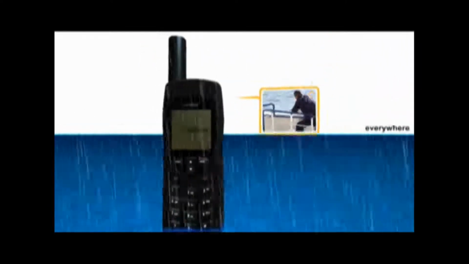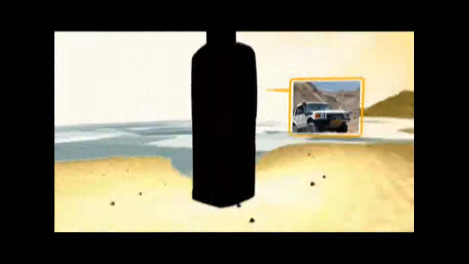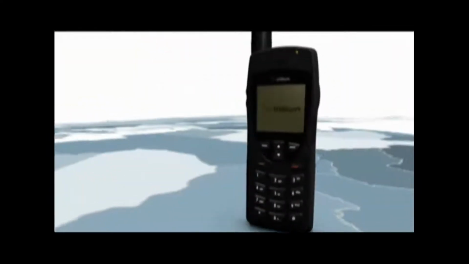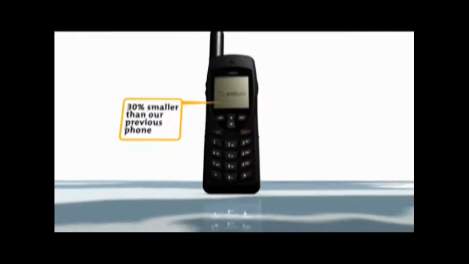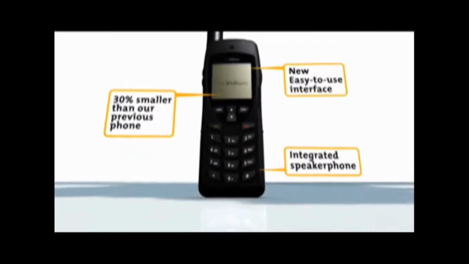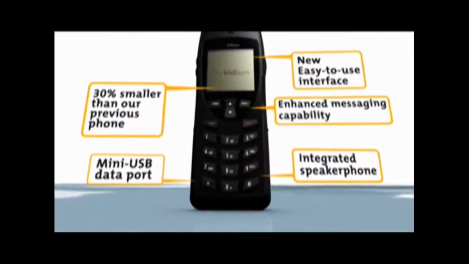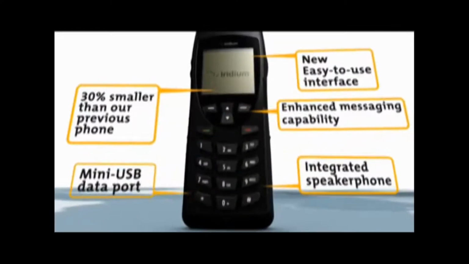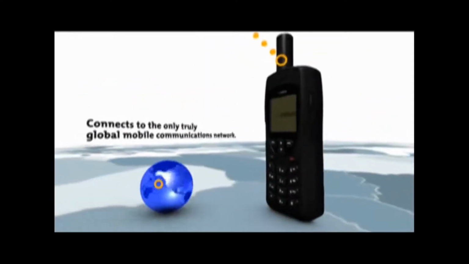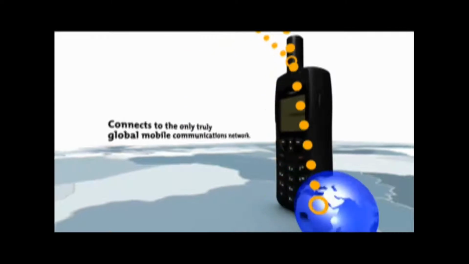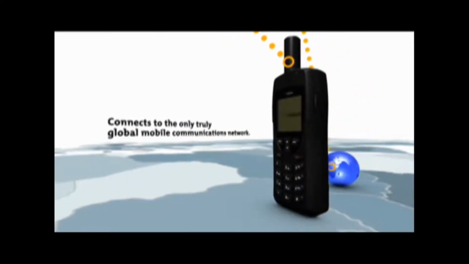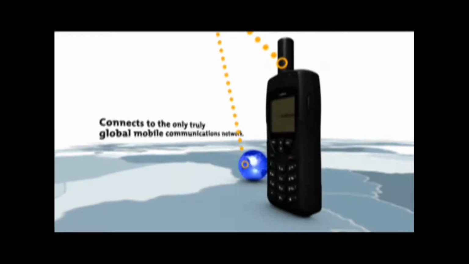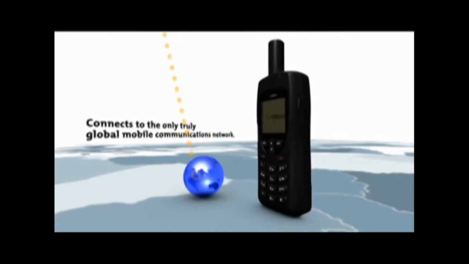From distant rigs to pitching decks, baking deserts to frozen ice packs, the Iridium 9555 simply works everywhere, period. It's every bit as rugged as our previous phones. Small enough to carry, tough enough to stand up to heavy use, big enough to dial in harsh conditions, and it connects you to the only truly global mobile communications network. So wherever on the planet you need to be, you can count on your Iridium 9555.